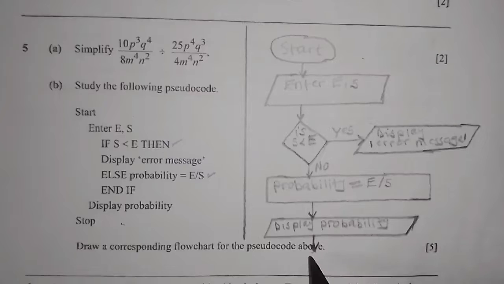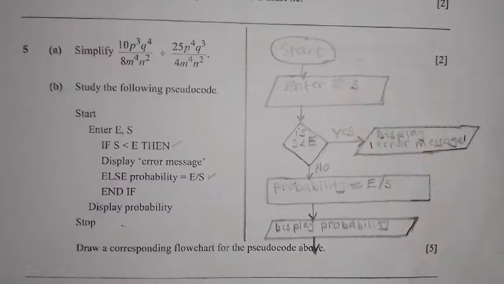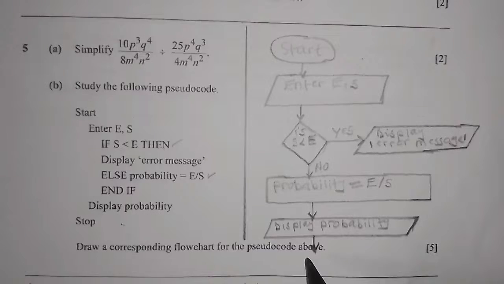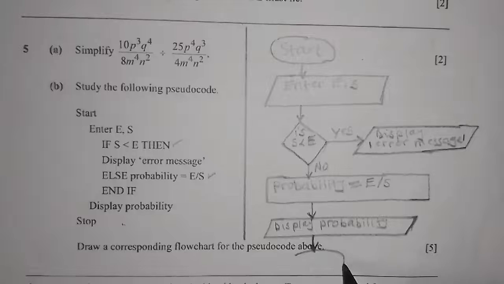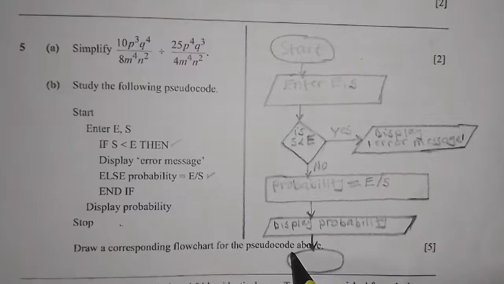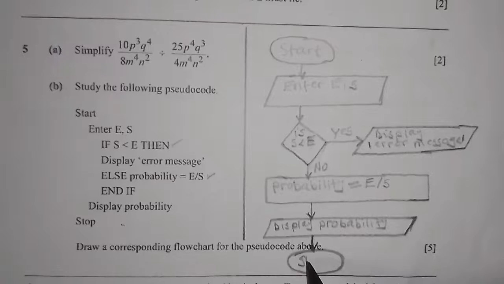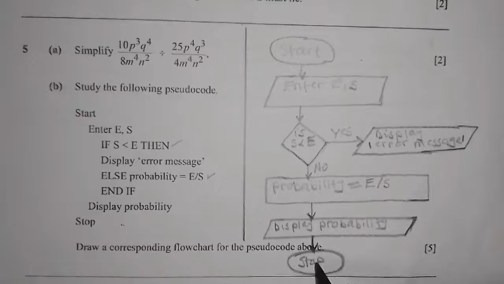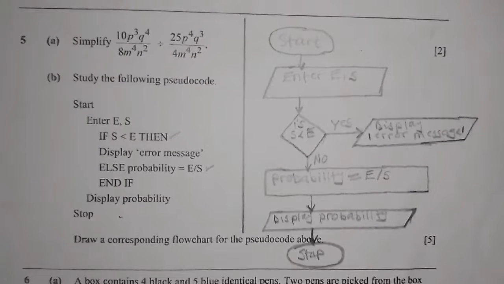Now after you display, you stop. A stop has the same shape as the start, so you just repeat the same thing: an oval shape, and then you write the word stop. So that's all you have to understand. This is very simple. All you have to do is practice.